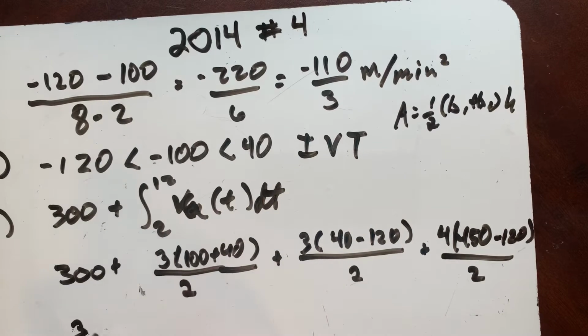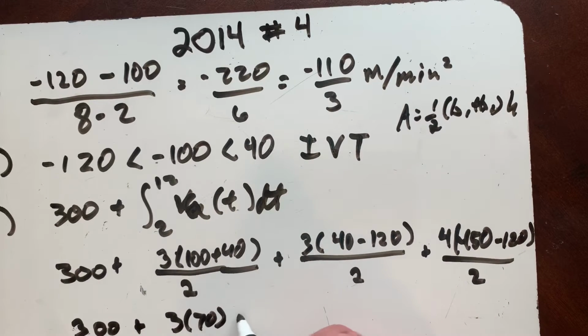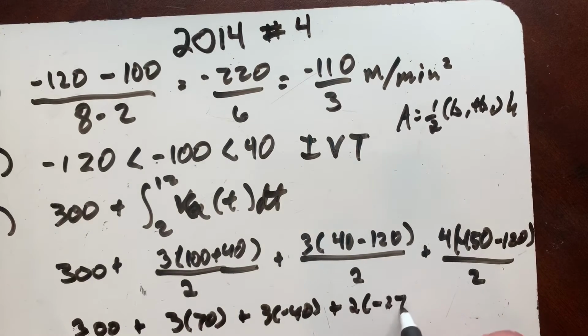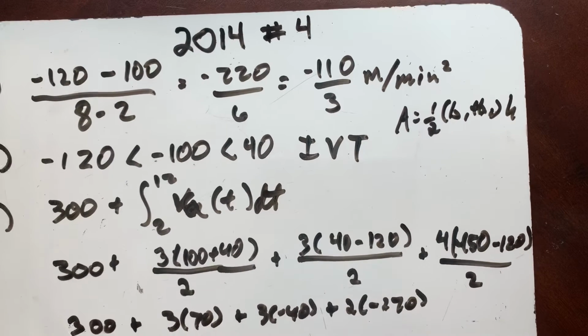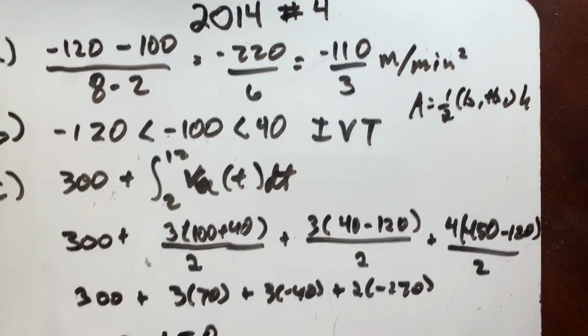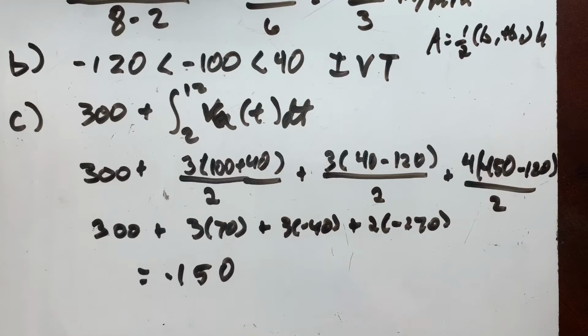So simplifying this, 300. Remember, you are not allowed to use a calculator on this one, so hopefully your arithmetic skills are good. Plus 3 times negative 40 plus 2 times negative 270. And all of that is going to equal negative 150. And that's telling us that the train is now west by 150 miles. So again, look at the scoring on it online so you can see what exactly you're going to be getting your points for.